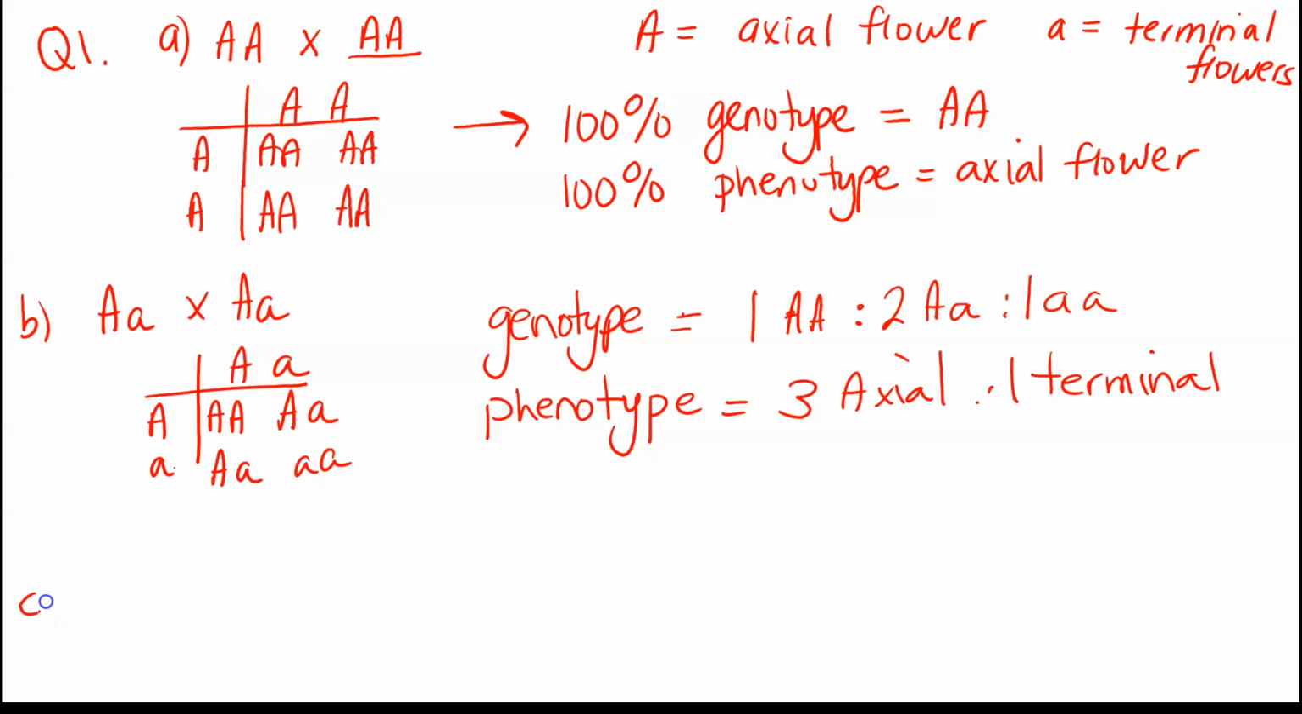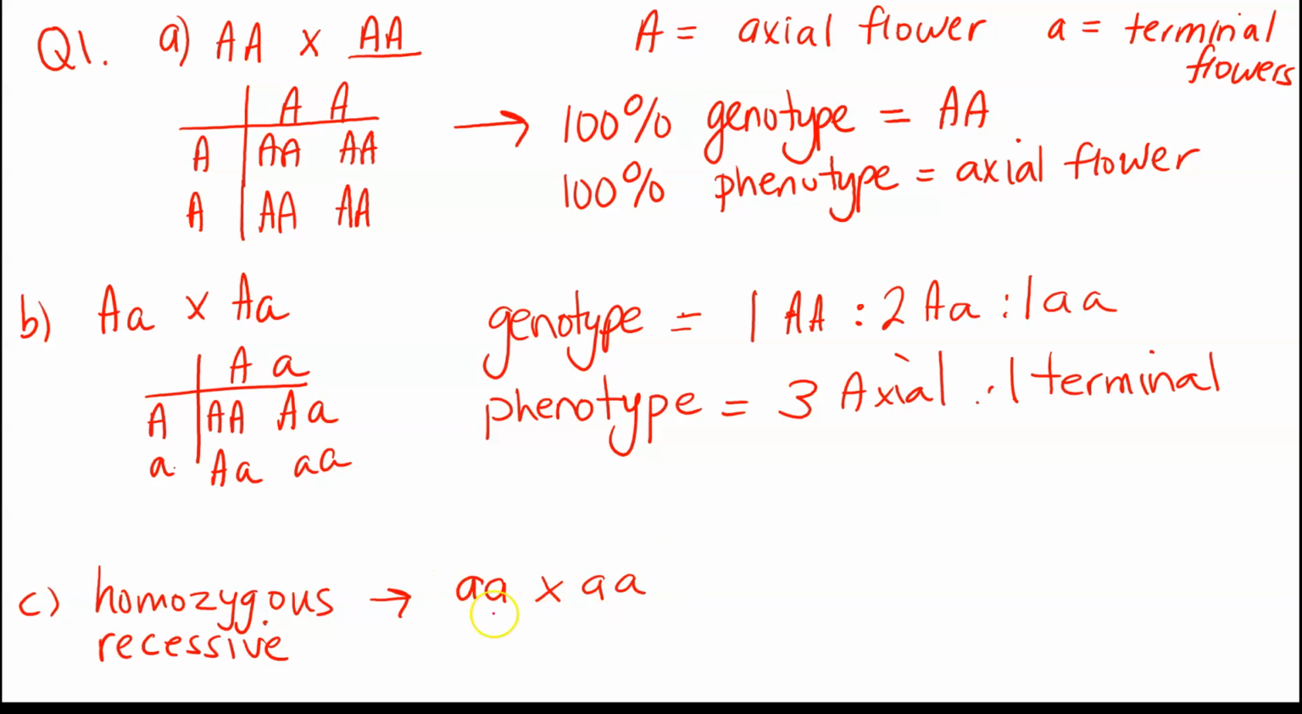And then the C says homozygous recessive, and this would mean homozygous recessive would be little a little a. So I'm assuming that both parents are little a little a, right? So your cross would be, let's just do it like that, little a, little a, little a, little a. Obviously, all your offspring are going to be little a little a.